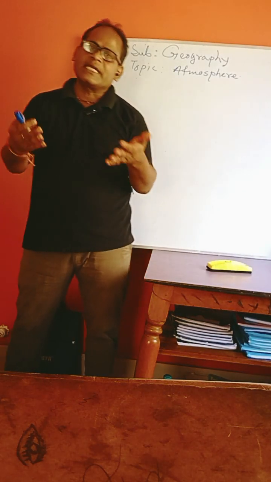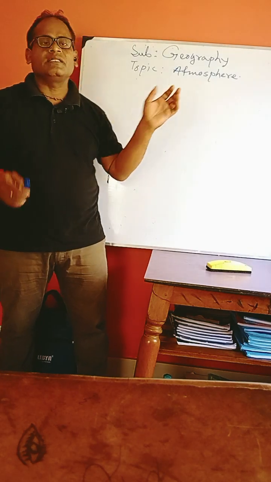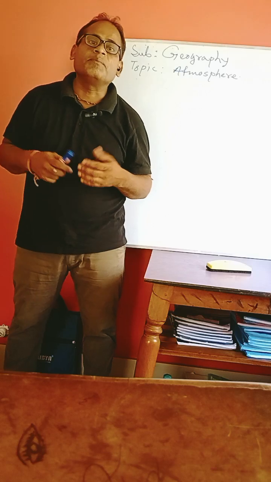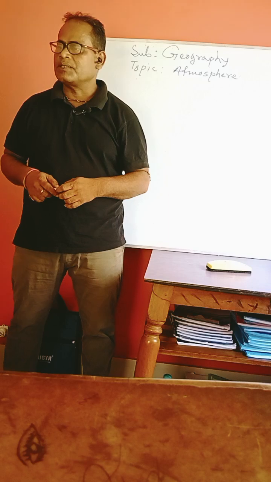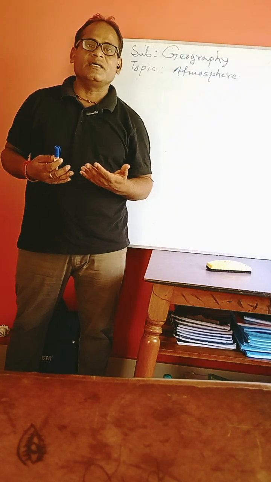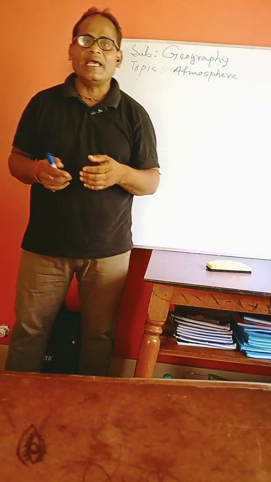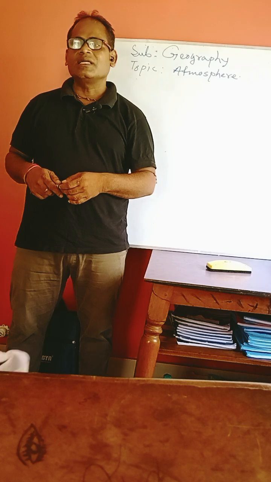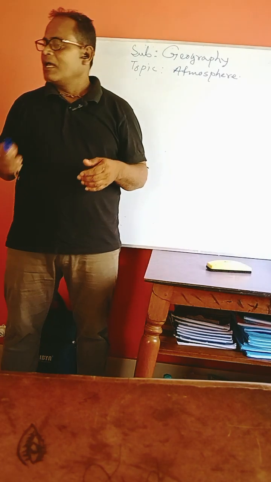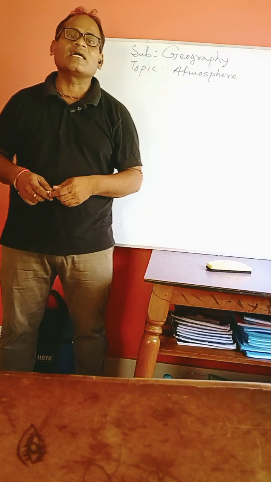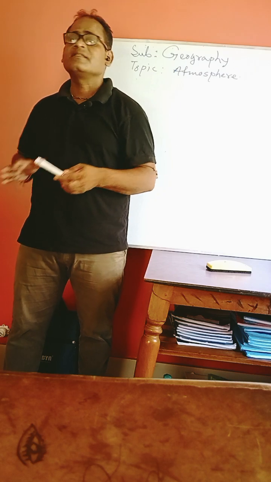Then you can ask me a second question if you want to know more about atmosphere. The second question can be, what is the composition of atmosphere? Or you can tell me, please say something about the composition of atmosphere. Then you must say, atmosphere is a colorless, odorless layer of gases that surrounds the earth.